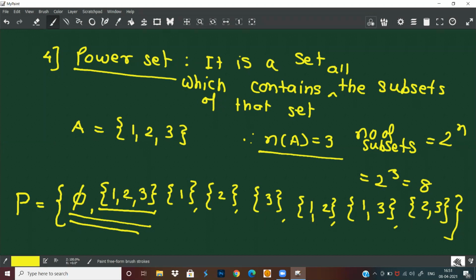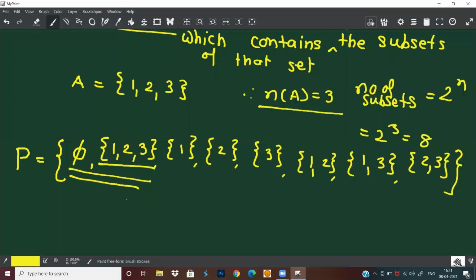It is why it is called a power set. Yes, 256 elements. Somebody asked me the question: how many subsets will its power set have? How many sets are there in the power set? How many elements are there? 8. So if there are n elements, 2 raised to n, that is 2 raised to 8, that is 256 you can write.